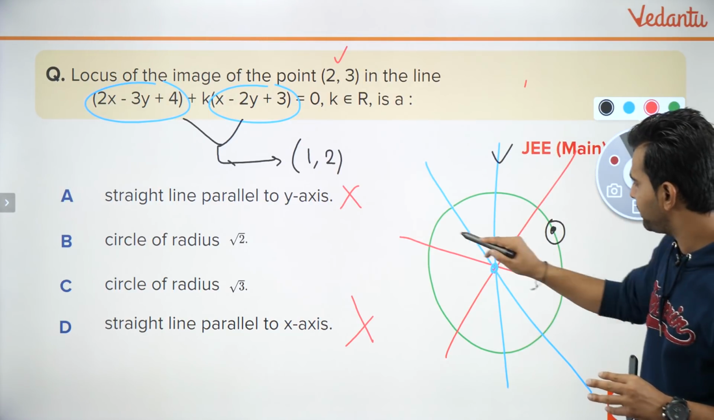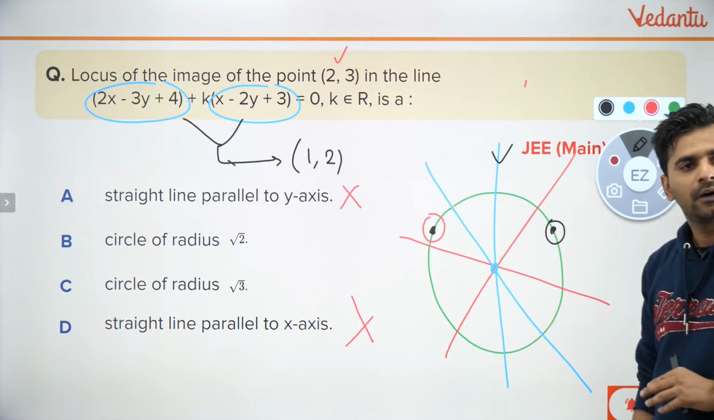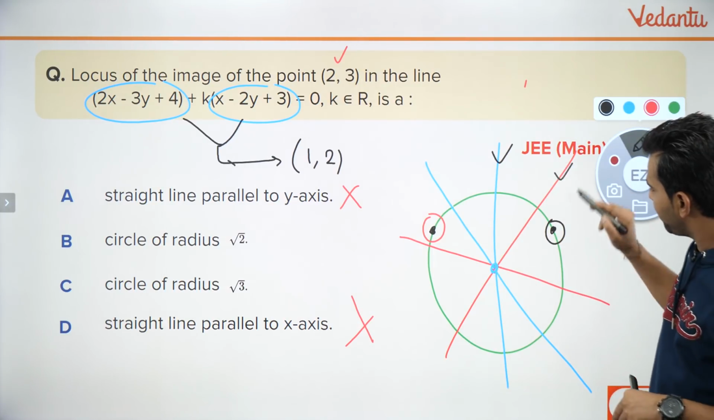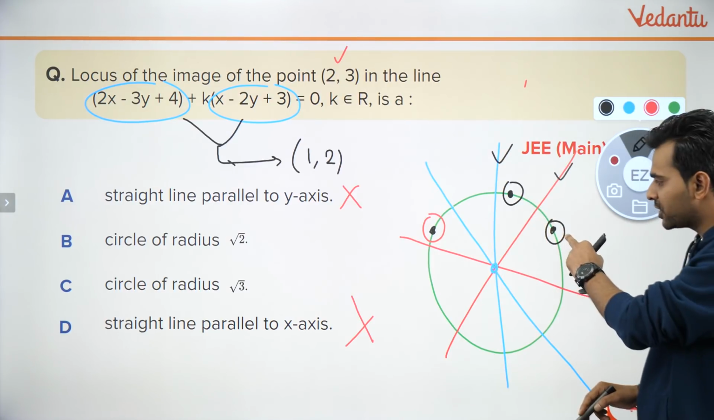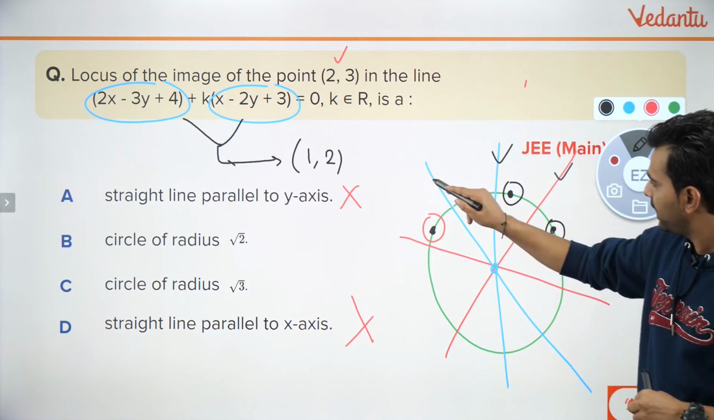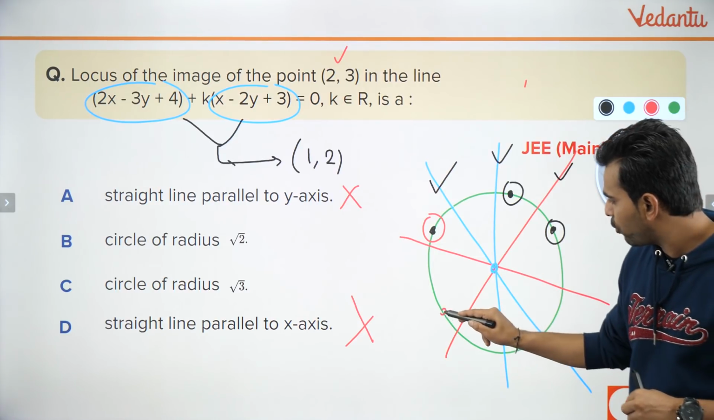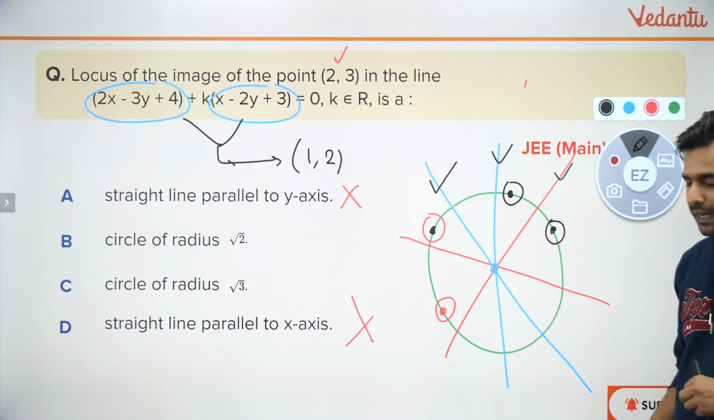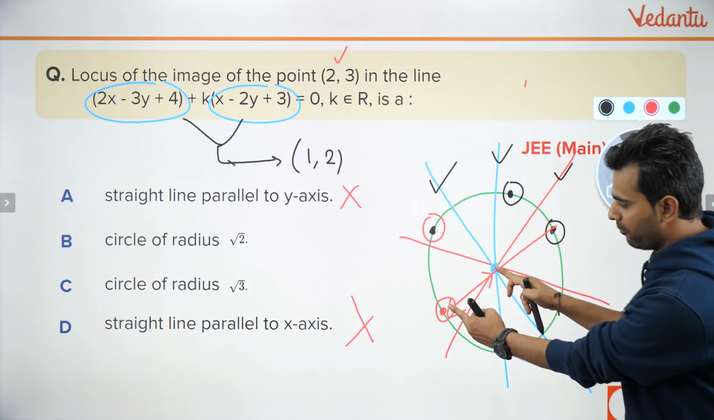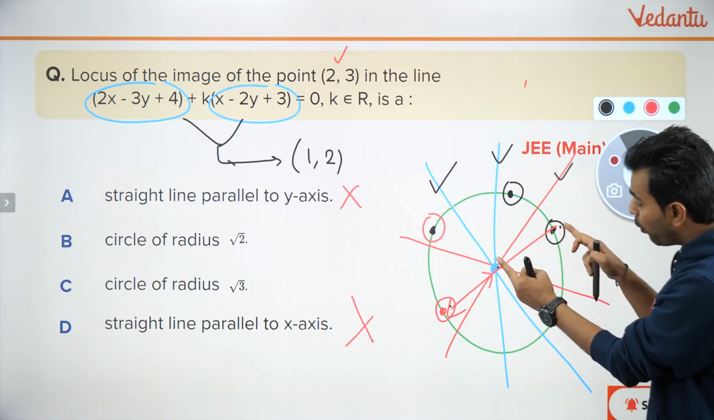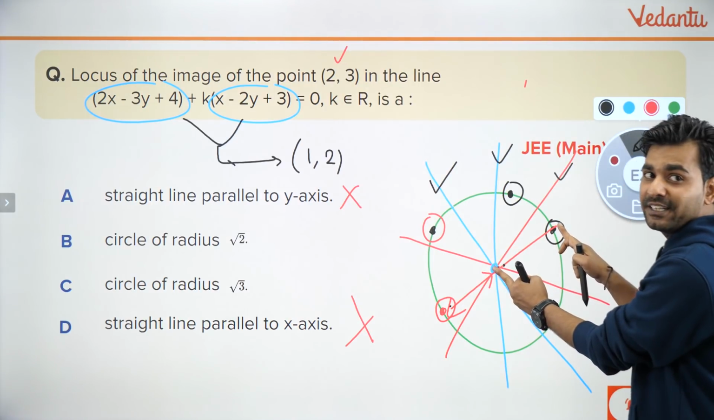If I take this diameter, this will be the locus. If I take this diameter, somewhere over here my image of this point will come. If I'm talking about this diameter, then somewhere over here my image will come, and I know that this length will be equal to this length. So what is the length between these 2 points?